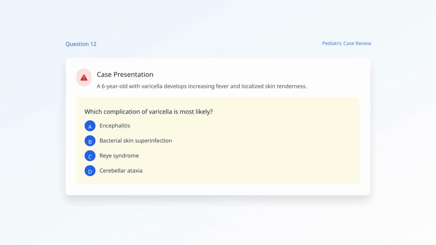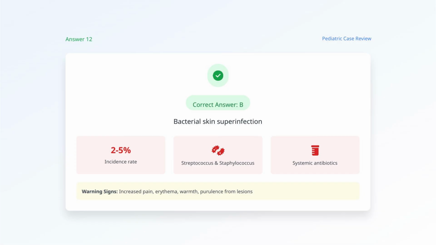A 6-year-old with varicella develops increasing fever and localized skin tenderness. Which complication of varicella is most likely? A. Encephalitis. B. Bacterial skin superinfection. C. Reye syndrome. D. Cerebellar ataxia. The correct answer is B.